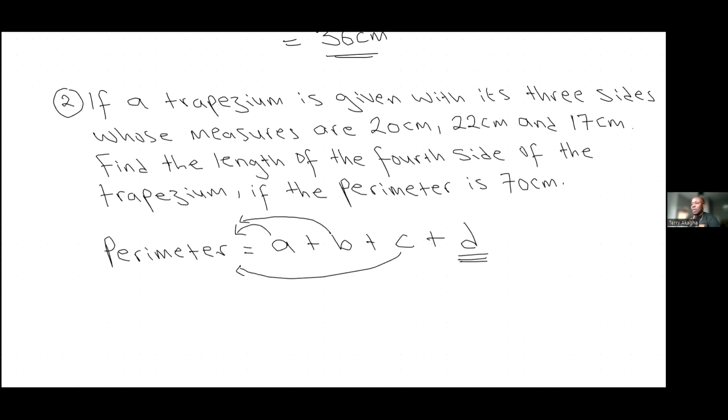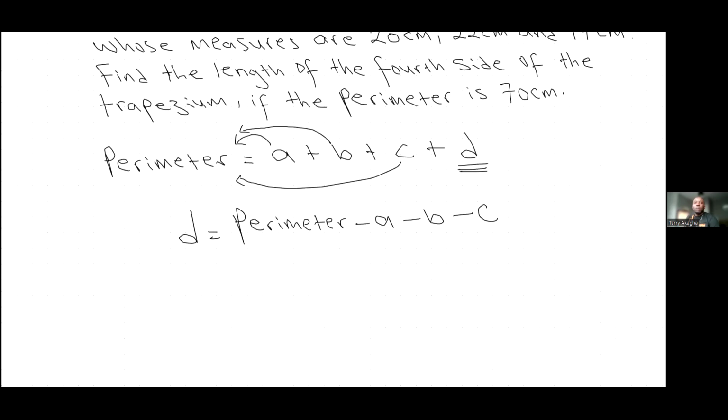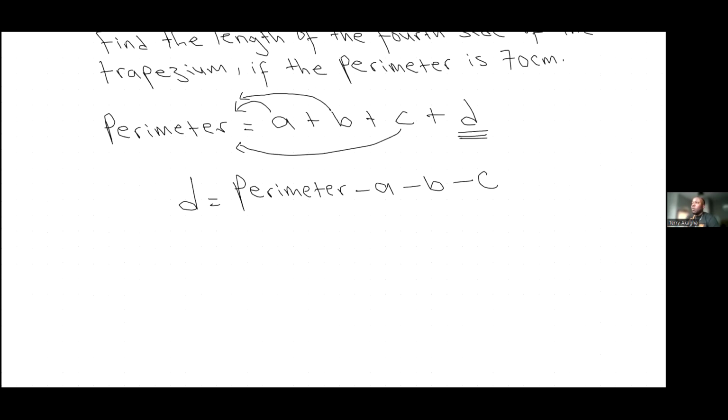So that means D is going to be equal to the perimeter. When you take A to the other side, it's going to be minus A. You take B to the other side, you're going to be minus B. And you take C to the other side, you're going to be minus C. And that's how it's going to give you the fourth side.